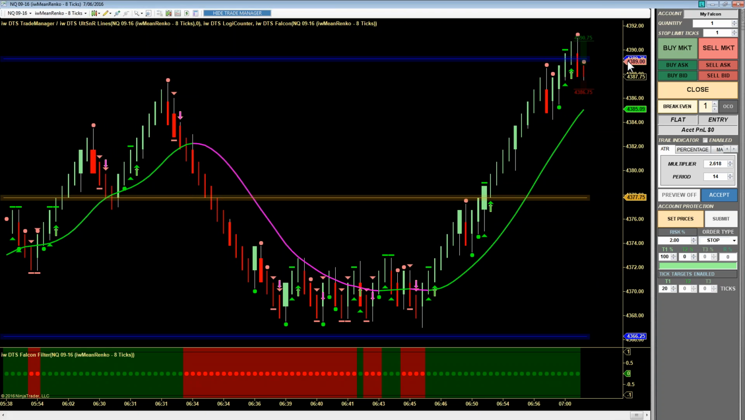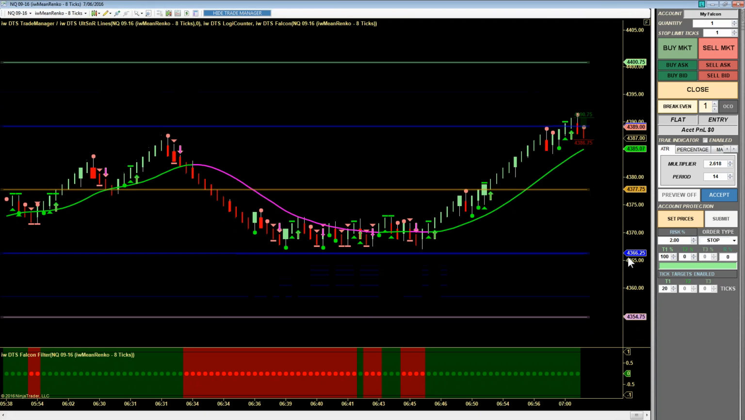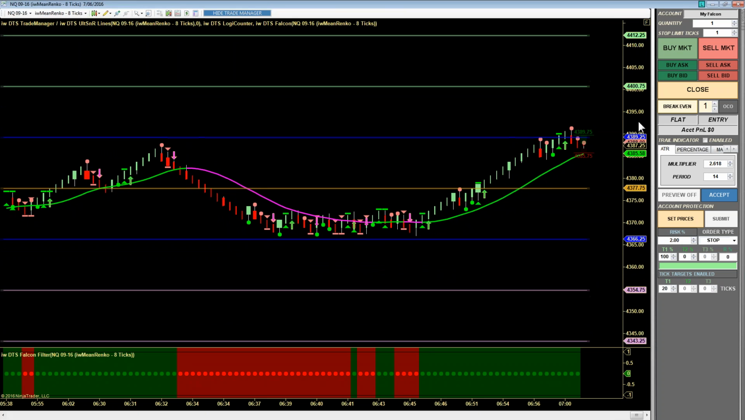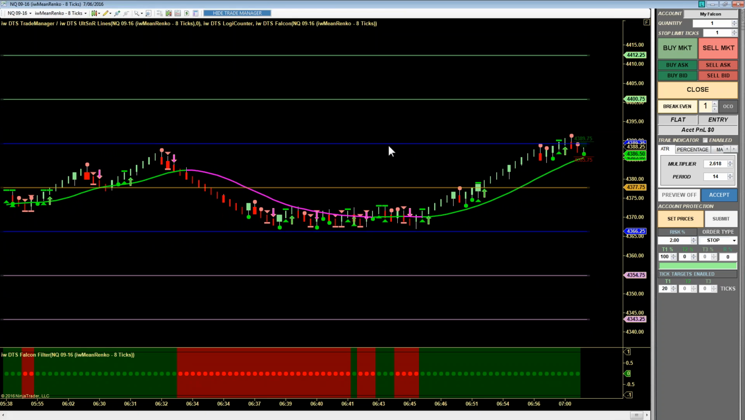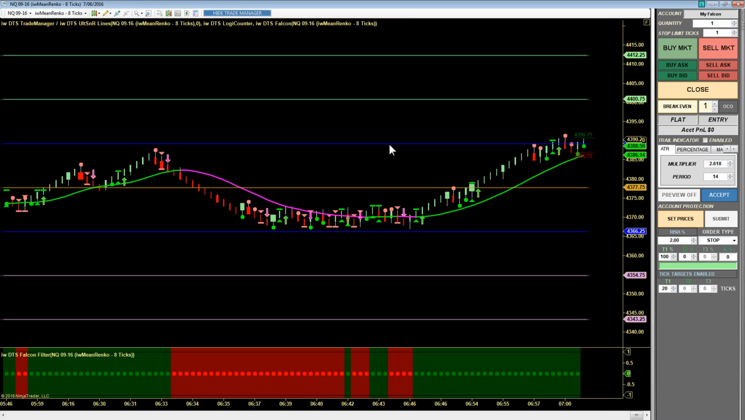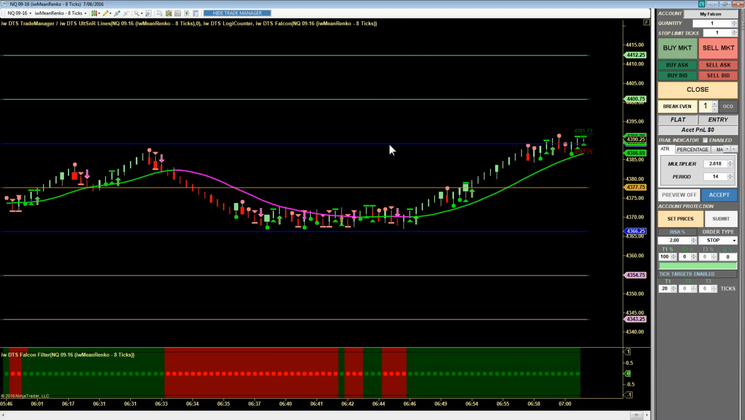Before I forget, let me point out the lines that you see on here. This is another one of those system add-ons. This is the Ultimate Support and Resistance Suite. No, these are not pivot points. No, these are not Fibonacci retracements. They're much better, and I say that all modesty aside.